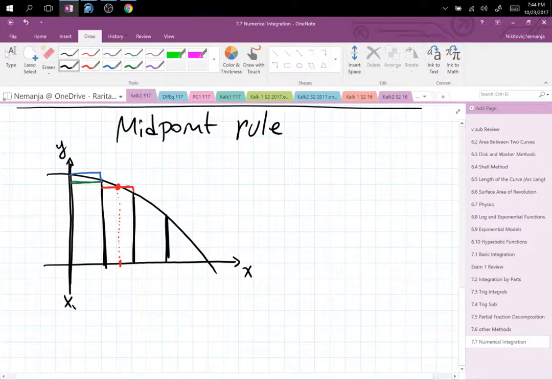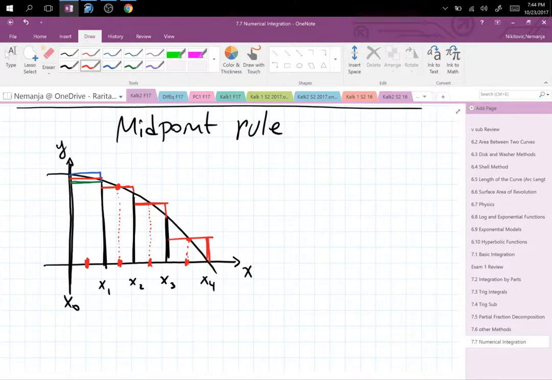So now, with good old x0, x1, x2, x3, x4, I need the midpoints between them, and I will be calculating the function at those midpoints. Each one of these midpoints will give us a rectangle. And as you can see, as I said before, it overshoots on one side, undershoots on the other, and those errors, positive and negative errors, roughly cancel. They don't cancel 100%, but the method is much more precise than the previous two.